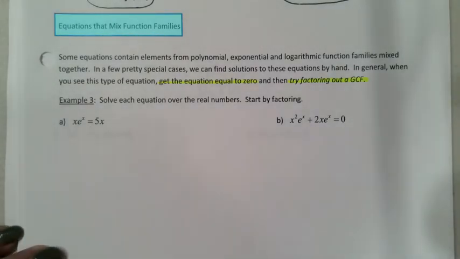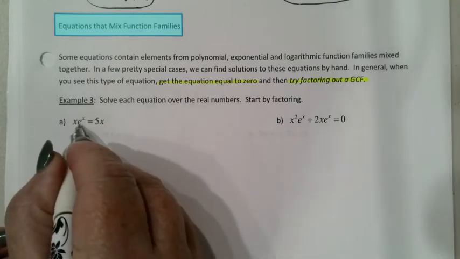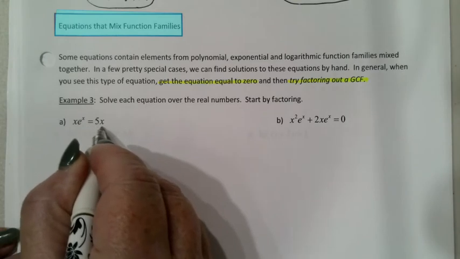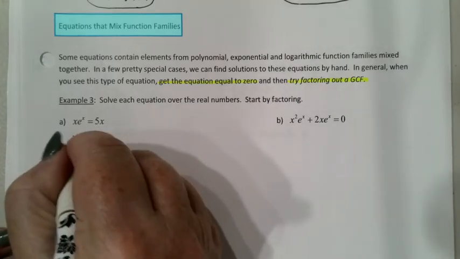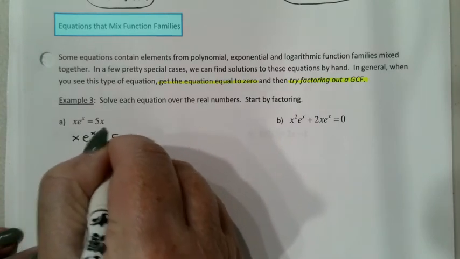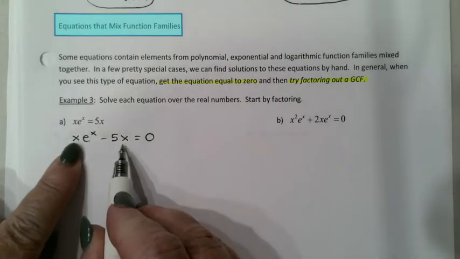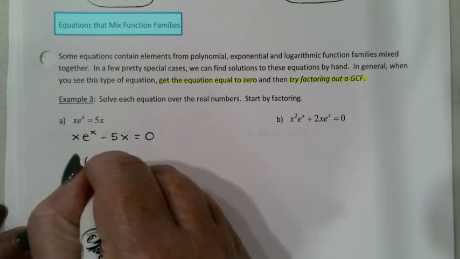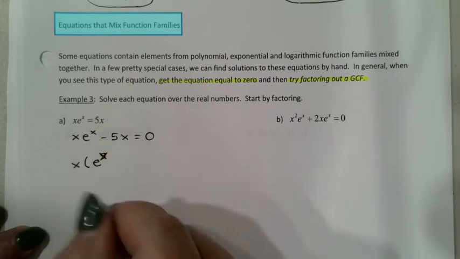My first equation, x e to the x equals 5x. Notice I've got an exponential function, e to the x, and then just over here is just a linear function, right? So it's a mixture of a polynomial with an exponential. I'm supposed to get it equal to 0, so I am going to subtract the 5x. And then I want to try factoring out a GCF. The only thing I see in both terms is the x. So I'm going to factor out the x, which makes that e to the x minus 5.